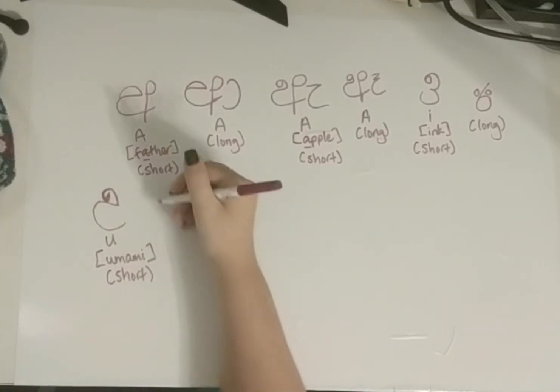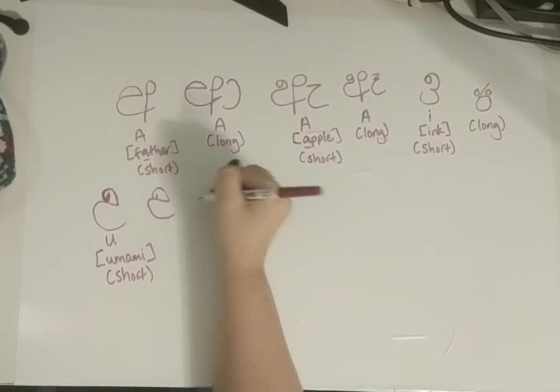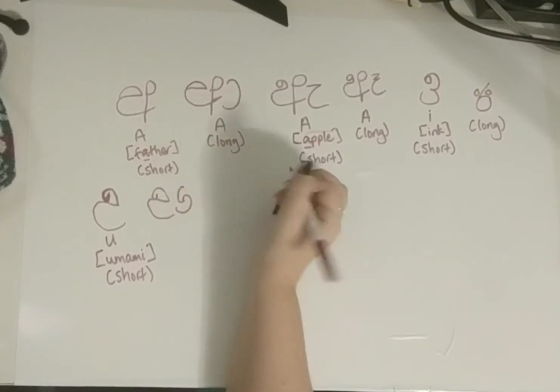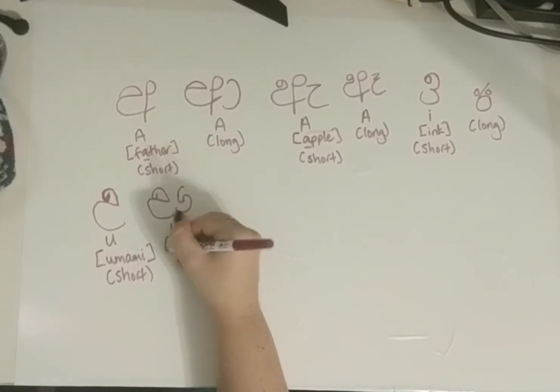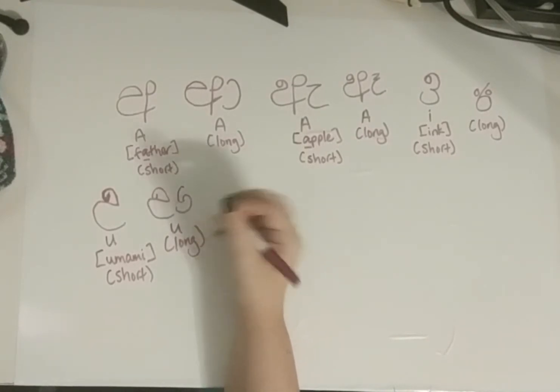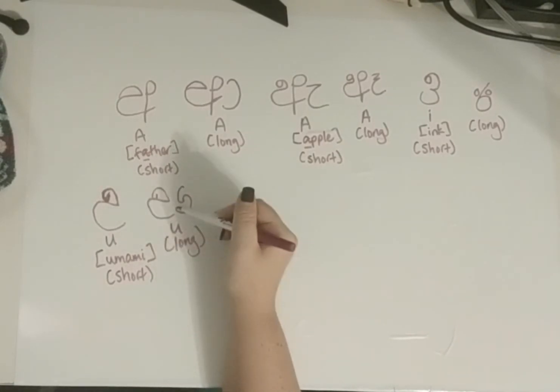And here's what the long version looks like. Let's see if I can do this symbol a little better. Slightly better. So this is the oo long version. Ooh. Actually, I think that one looks better. So ooh.